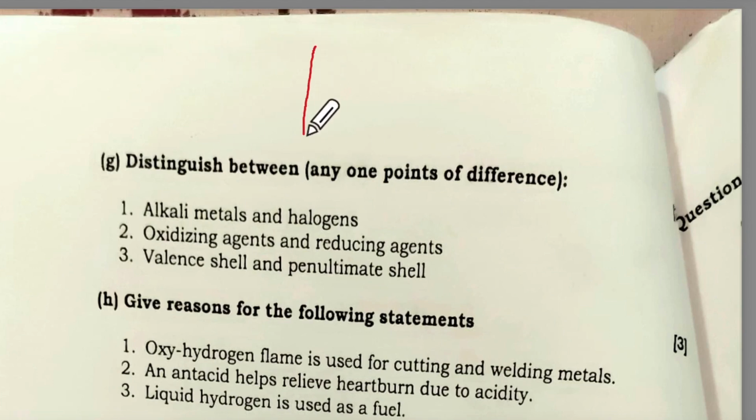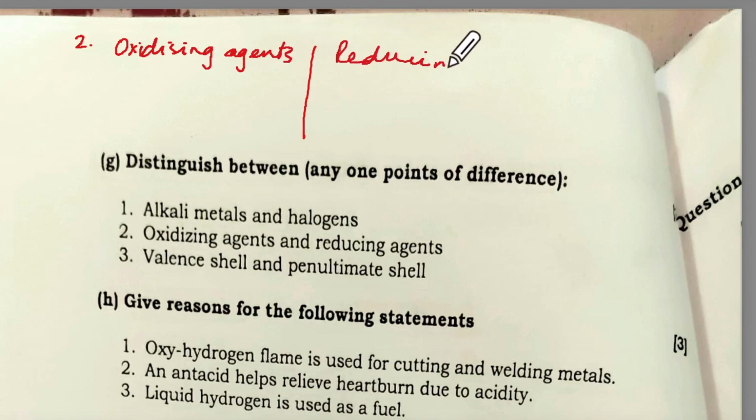Now, the second one. What is the second one? Oxidizing agent and reducing agents. Now, talking about your earlier answer, you will say these are group 7A or 17 and group 1A elements. Will you say like that? No, ma'am. What will you write for oxidizing agents?